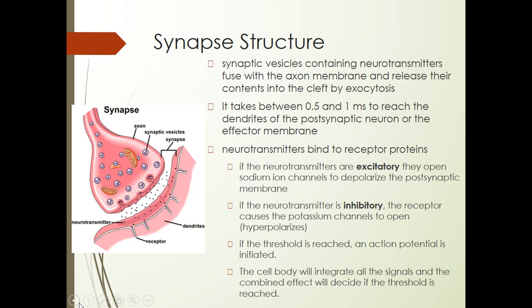So maybe one side of the neuron is getting inhibitory neurotransmitters, and the other side is getting excitatory, and they'll cancel each other out, and there'll be no action potential. Maybe there's more excitatory neurotransmitters than inhibitory, and you will get an action potential generated. Okay? So these are possibilities. It's not necessarily going to happen in every scenario. Those are things that could happen.